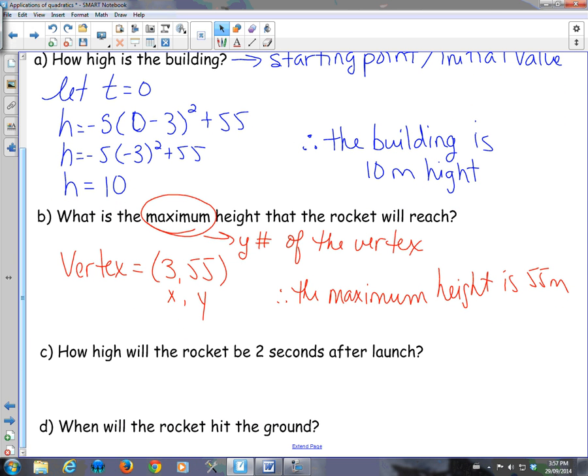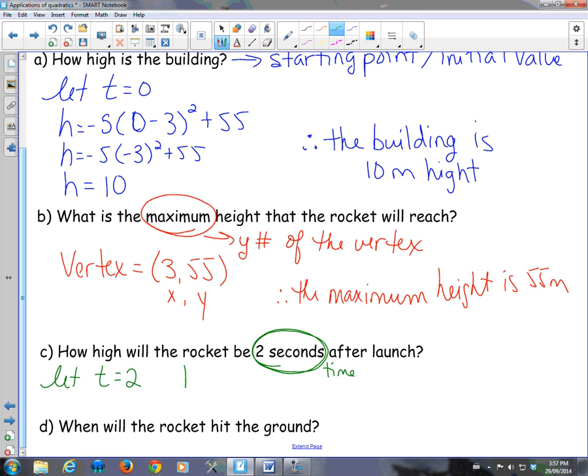How high will the rocket be 2 seconds after launch? This doesn't apply to any of the 3 things I talked about. This is some common sense. 2 seconds after launch, 2 seconds is our time. All we have to do is fill in the value for our time into our equation. That means take out the t and put in 2.